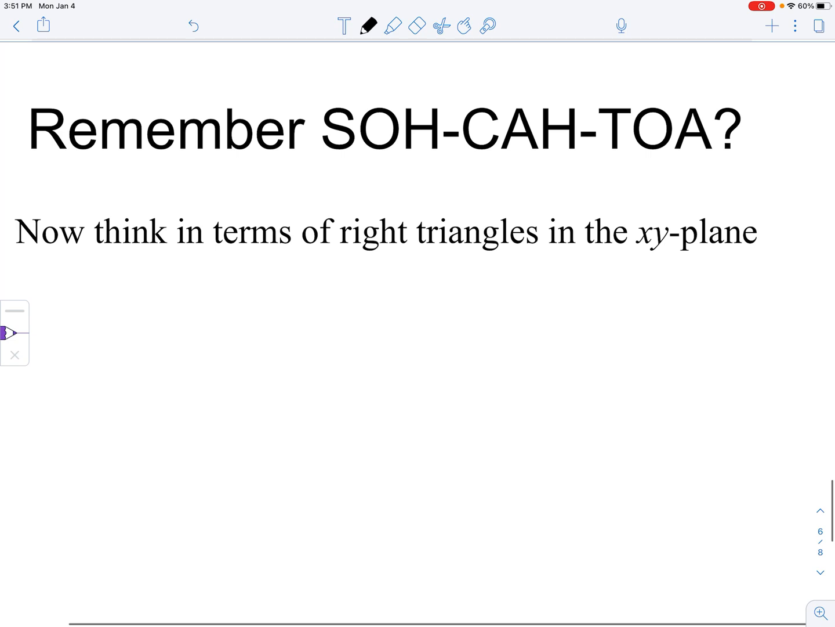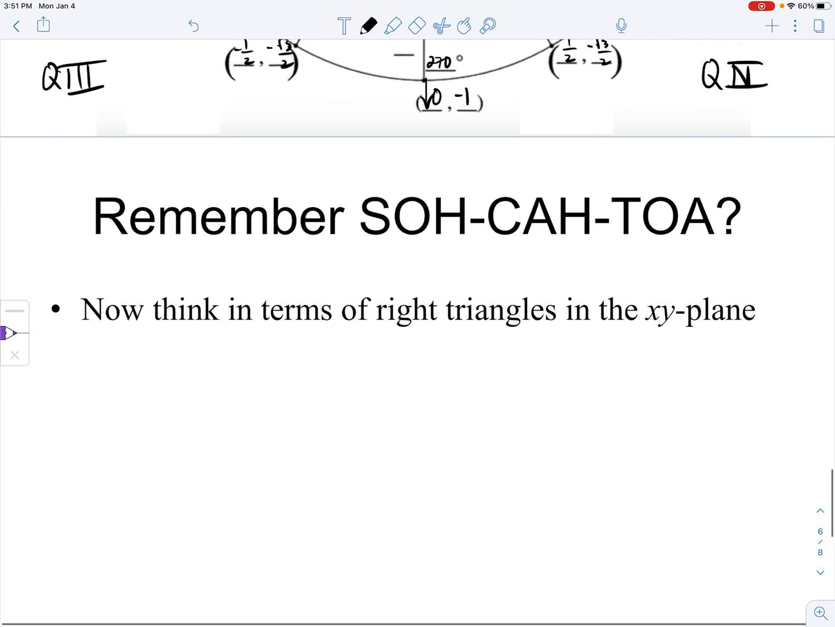So if you remember SOHCAHTOA from right triangle trig in geometry, right? It was a way for you to remember what the ratios that sine, cosine, and tangent were equal to. So their inputs are angles, and then the outputs were the sides, the ratios of sides of right triangles.